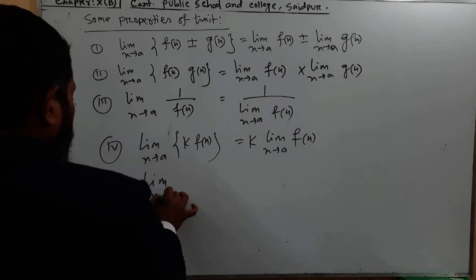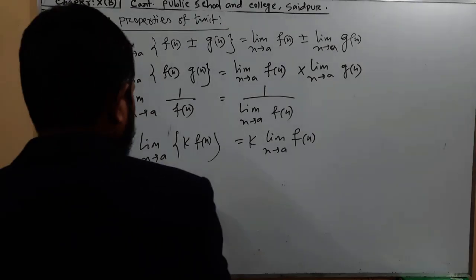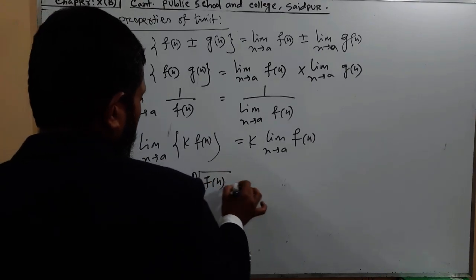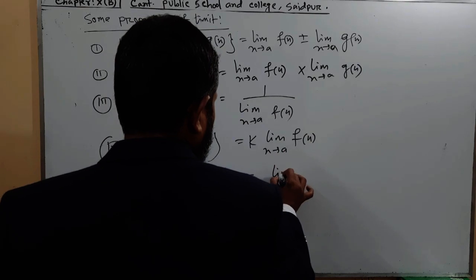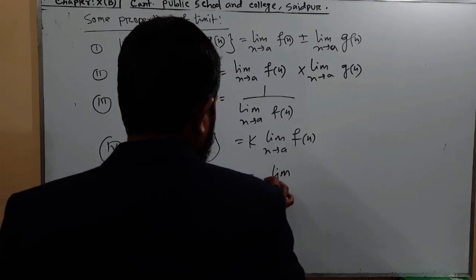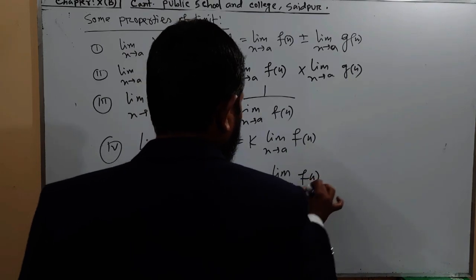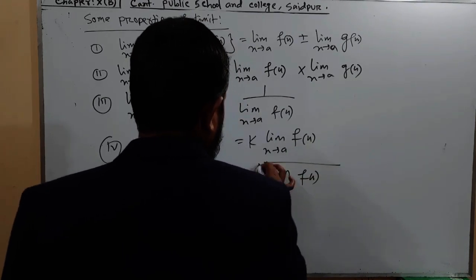Limit x tends to a of nth root of f of x. This we can write as nth root of limit x tends to a f of x.